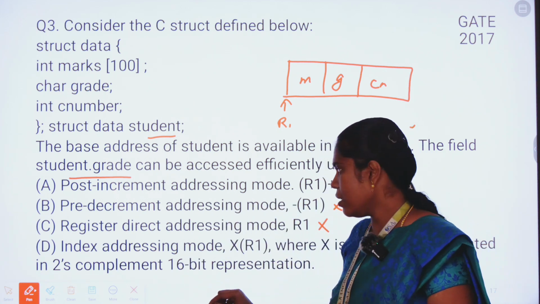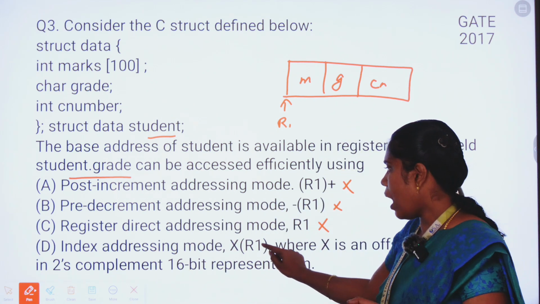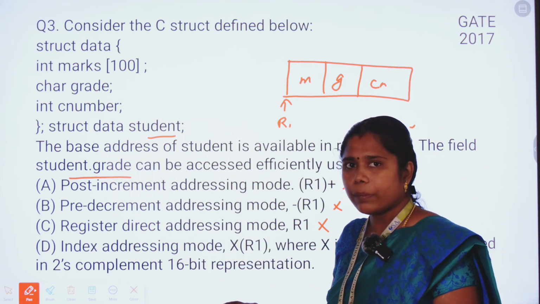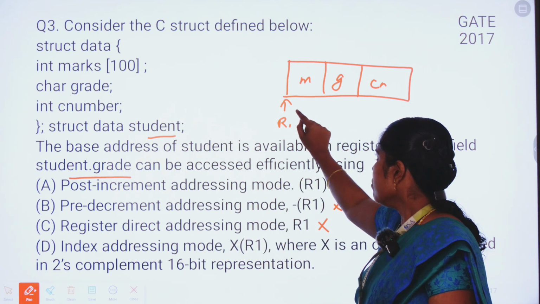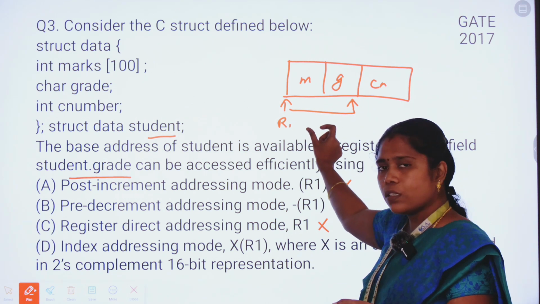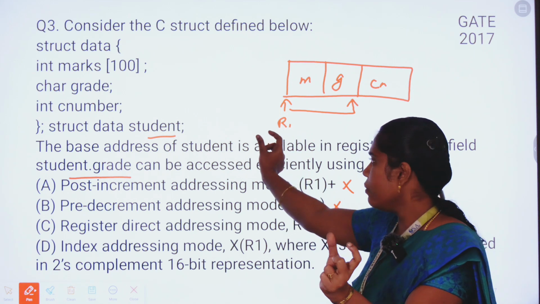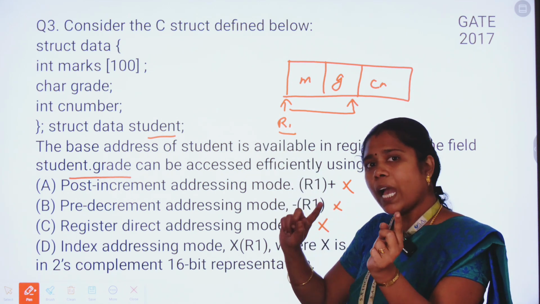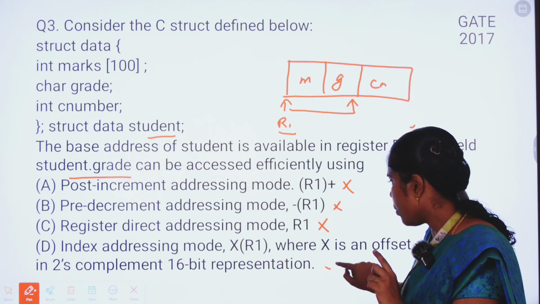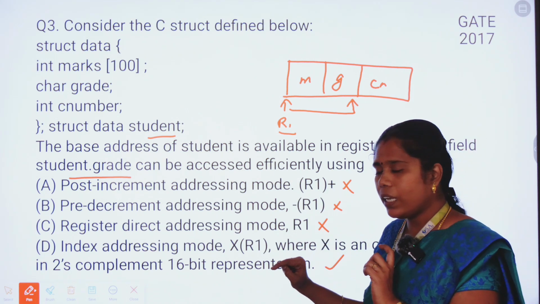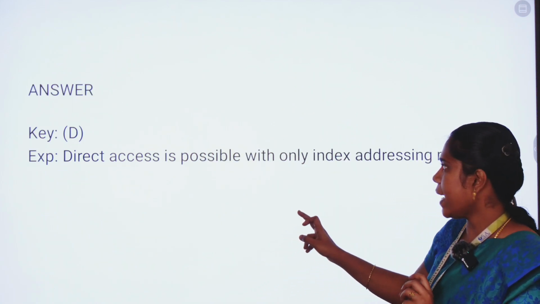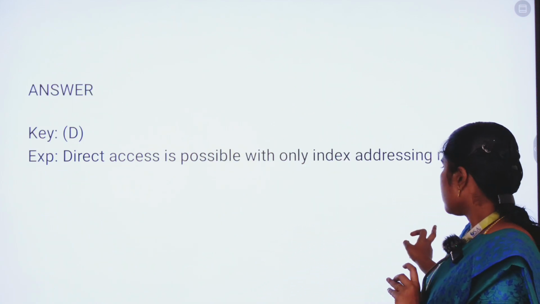The last option is indexed addressing mode. X(R1), where X is an offset represented in 2's complement 16-bit representation. So I have to add some value to this base address register to access this value. X is the offset value. If I add that offset value to the base register value in R1, I can go to the particular location to access the grade. So this is the correct option. This is how you have to analyze and find out from the different options. So the answer is D. Direct access is possible only with the indexed addressing mode.